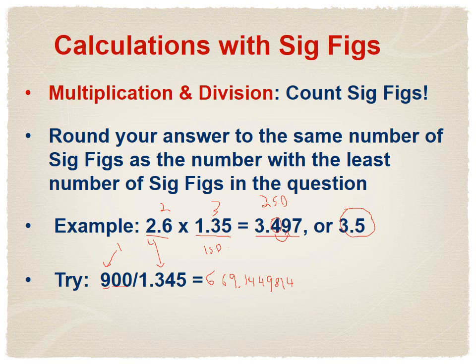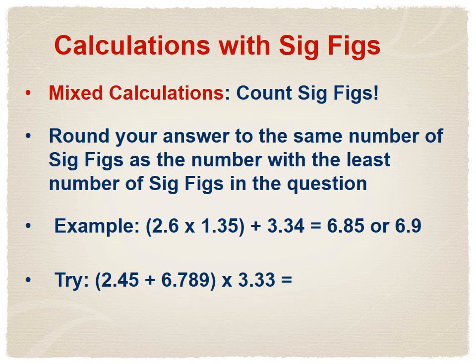Now we want 1 significant digit. So basically, we want to round to the nearest 100. We look next door, higher than 5, so this is going to be 700. Don't put a decimal because we want these trailing zeros to be non-significant. So we have 700 as our final answer in this case here.